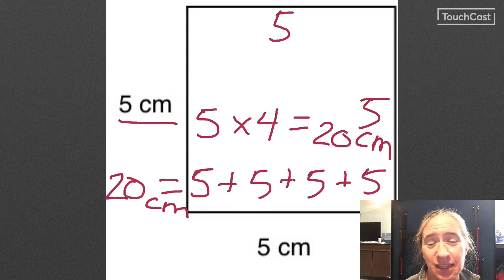So you can get the perimeter of a square either by addition or by multiplication, because they're kind of the same thing.